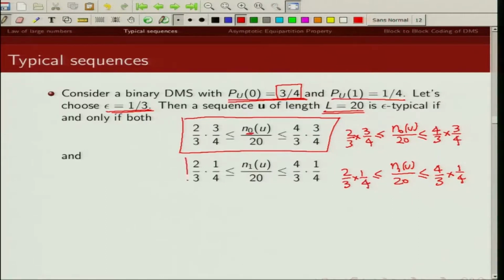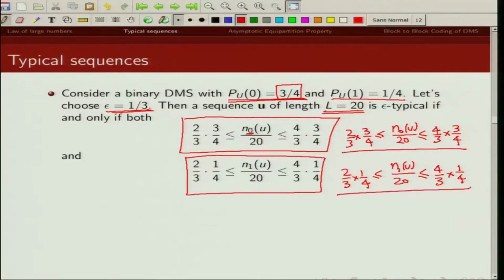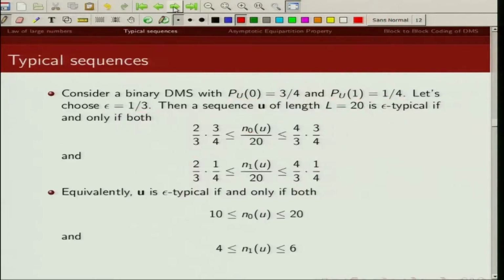So these are the two, because we had a binary source. So number of occurrence of 0 should satisfy this relationship, number of occurrence of 1 should satisfy this relationship. Now simplifying this, we get this condition that number of zeros in the sequence of length 20 should be between 10 and 20, and number of ones should be between 4 and 6.